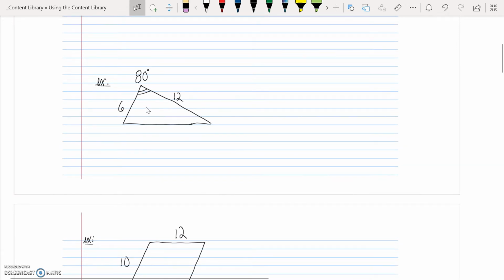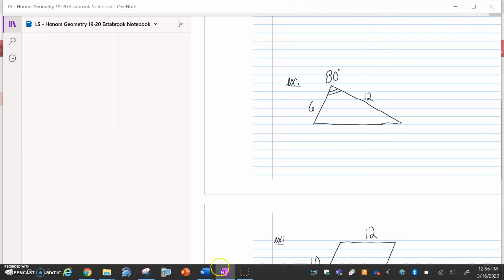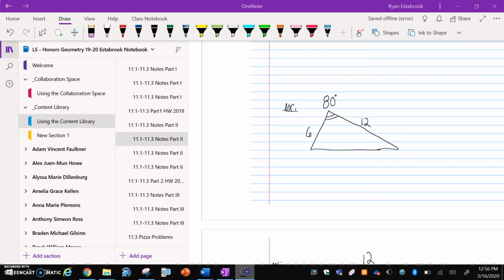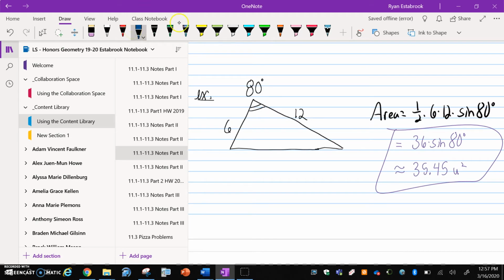Using that, can you find the area for this triangle? And we're going to be switching back and forth in between screens. So go ahead and see if you can find this area, find it as an exact value and also as a decimal. All right, so here is the answer to that problem. It's exactly 36 times the sine of 80, and that is approximately 35.45 units squared.